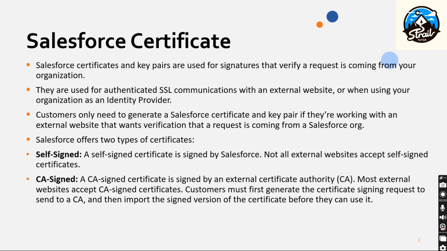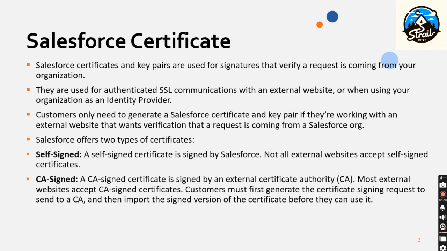There are basically two kinds of certificates that Salesforce generates. One is a self-signed certificate and another one is a CA signed certificate. A self-signed certificate is generally used for private purposes, and not all external websites will accept self-signed certificates. A CA signed one is certified by a certification authority, and that is trusted by most of the public organizations or public websites. Today we are going to talk about self-signed certificates.